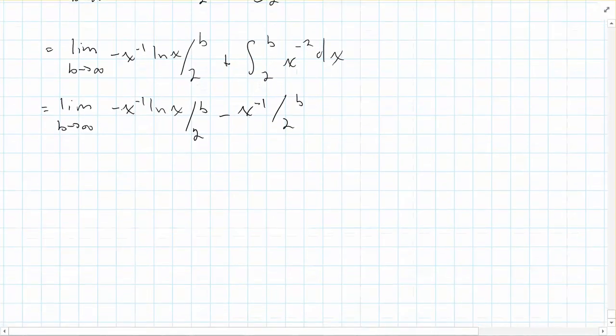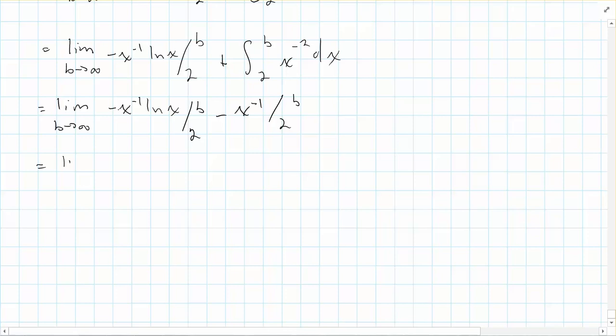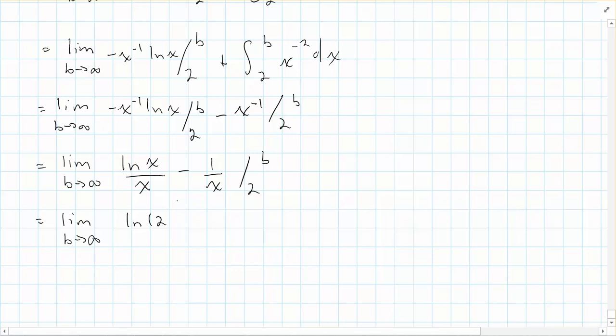Now I'm going to go ahead and rewrite this as the limit as b goes to infinity of the natural log of x over x minus 1 over x from 2 to b. So this would be the limit as b goes to infinity of the natural log of b over b minus 1 over b, minus natural log of 2 over 2 minus 1/2.